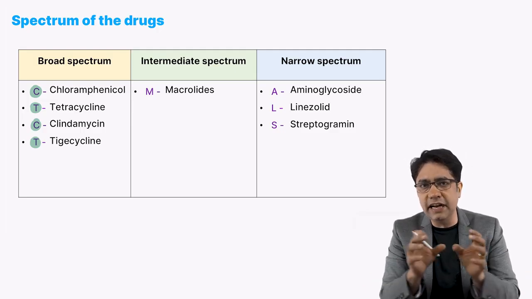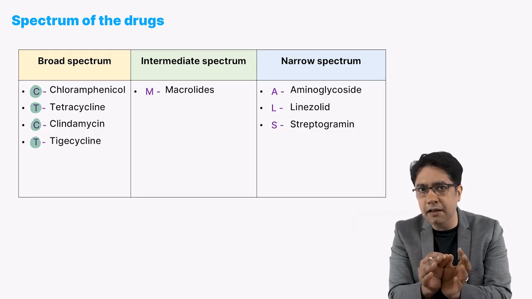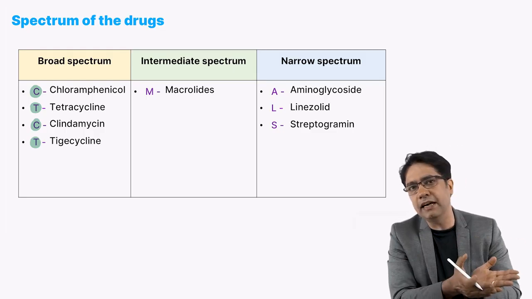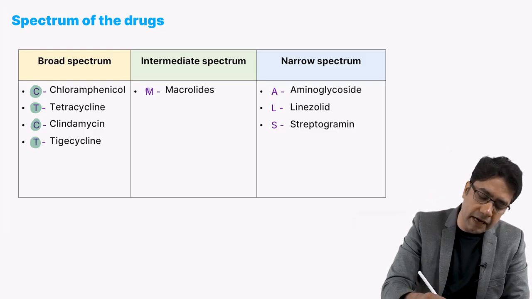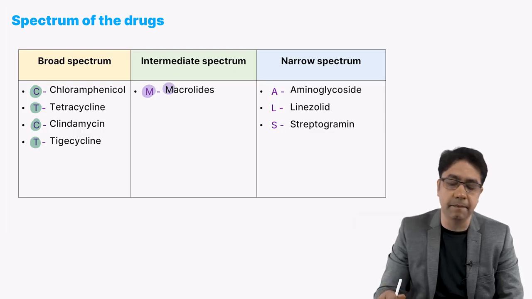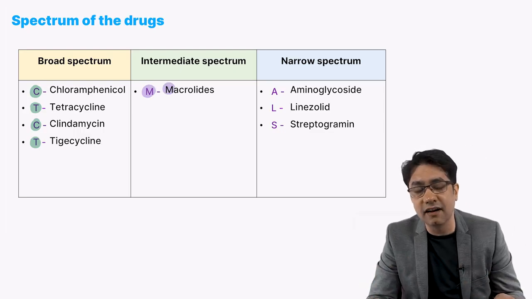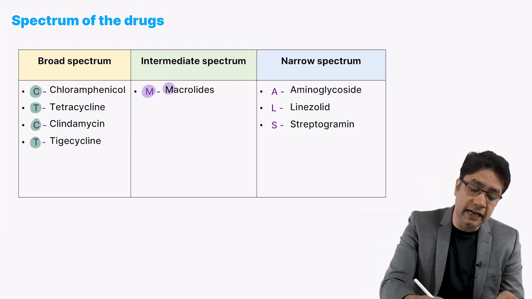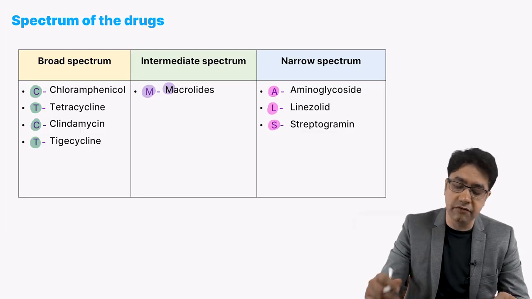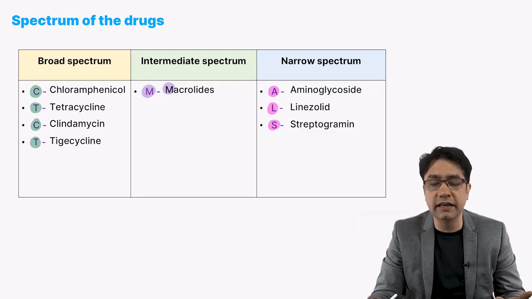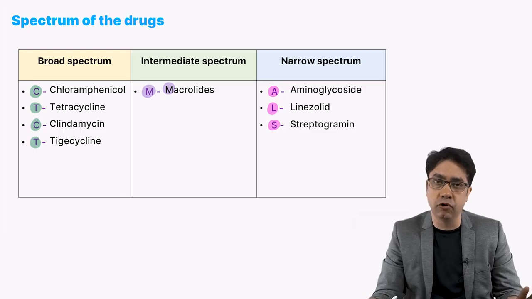Sir, which drug is intermediate or middle? Middle means intermediate. Some bacteria are killed, some are not killed. M for middle, M for macrolides, intermediate acting. While all other drugs are narrow spectrum drugs. Narrow spectrum means they will only kill very few types of bacteria. We have three drugs: aminoglycoside, linezolid, and streptogramin.